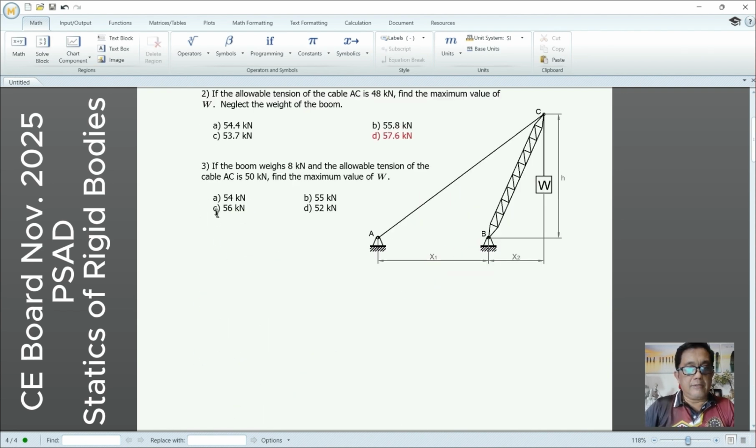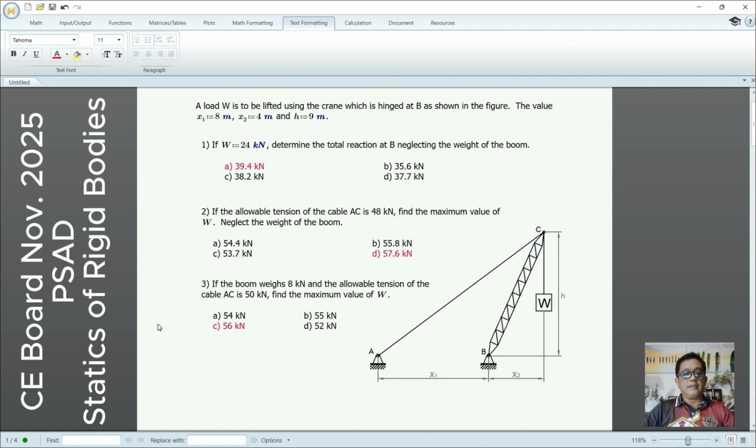That's letter C, this one. So our answers are letter A, 39.4 kilonewtons; letter D for number 2, 57.6 kilonewtons; and for number 3, letter C, 56 kilonewtons.